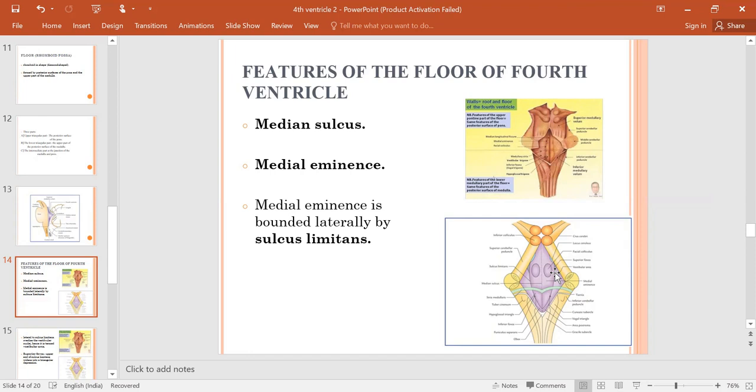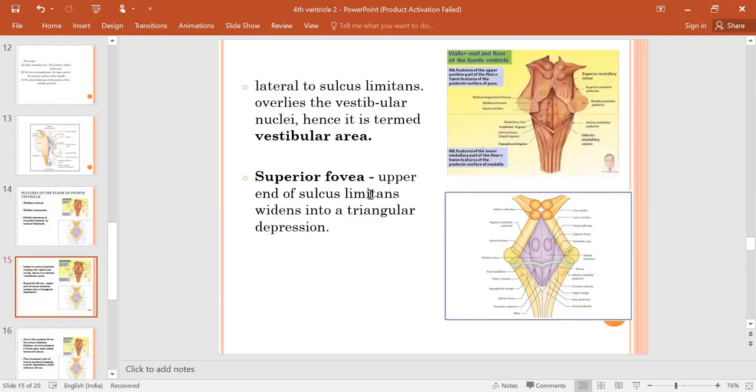So the floor of the fourth ventricle is divided into right and left halves by a median sulcus. Lateral to this median sulcus, you can see an area that is called the median eminence, and this median eminence is bounded laterally by another sulcus that is called the sulcus limitans. Lateral to this sulcus limitans, there is another area that is called the vestibular area. It is called so because it overlies the vestibular nuclei.